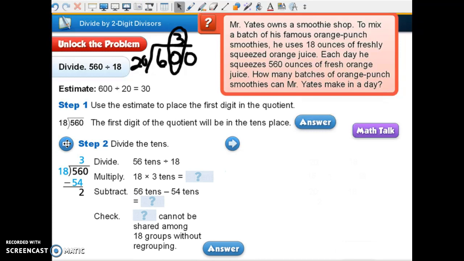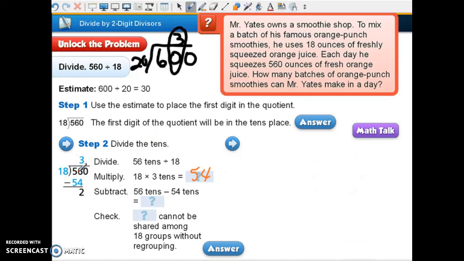Step 2, divide the tens. Divide 56 tens divided by 18. And we found out 3, so that's where I would start. And then if that's too big or small, you can adjust from there. So 18 times 3 tens is 54. So we're going to subtract. I'm going to go over here and I'm going to put my 54 under my 56.